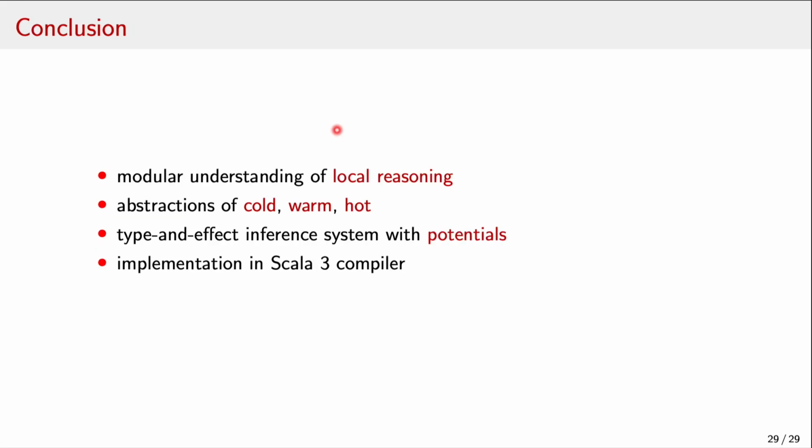To summarize, our work provides a modular understanding of local reasoning. It proposes the abstractions of cold, warm, and hot. We propose an inference system for initialization, which demonstrates how to control aliasing in type and effect systems with the concept of potentials. We implement an initialization checker in the Scala 3 compiler and evaluate it on several real-world Scala projects. For more information, please check out our OOPSLA paper.